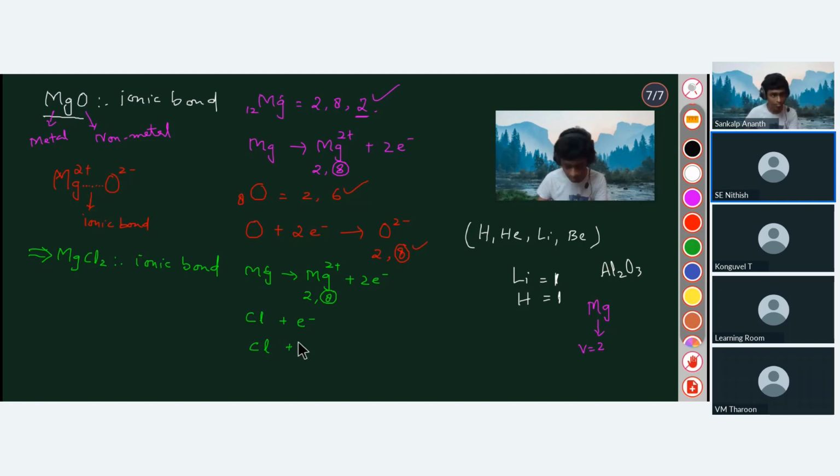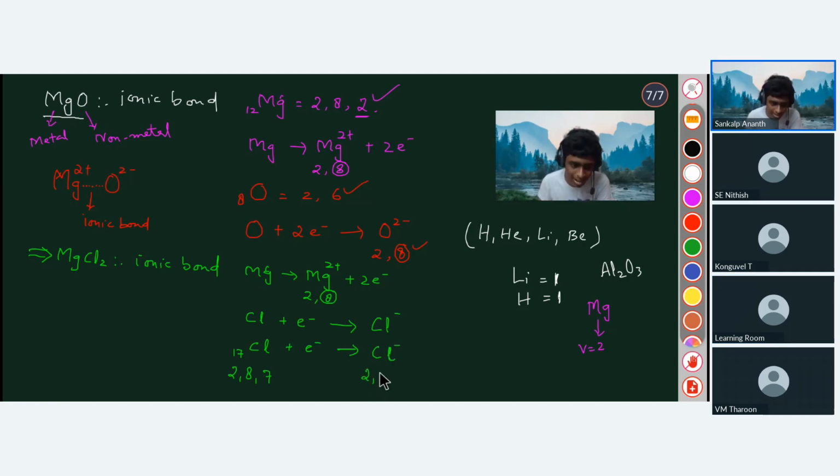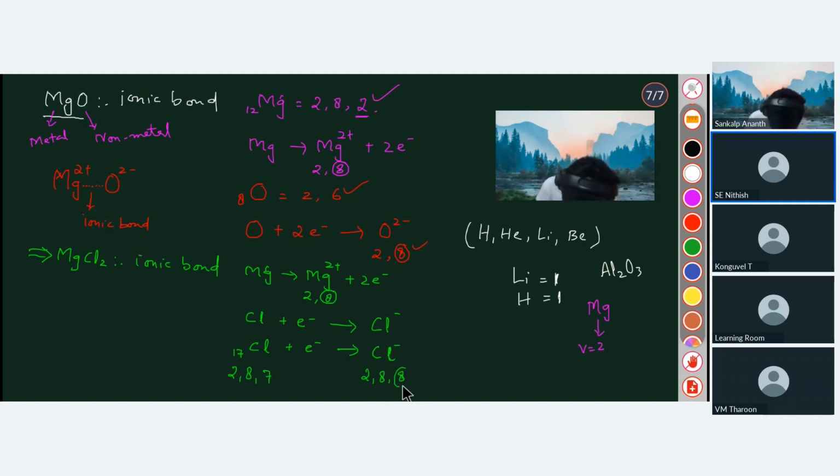Chlorine has 7 electrons in its valence shell. Its atomic number is 17, so it has 2, 8, 7. Chlorine is 1 minus. It has one less electron than the octet, so it will only gain one electron, and it will now complete its octet. So it now has 8 electrons.